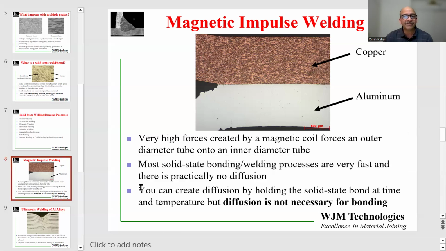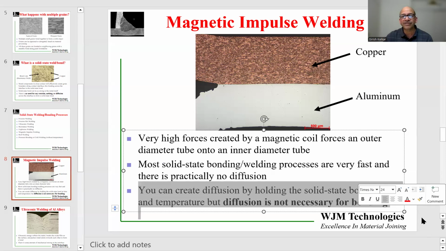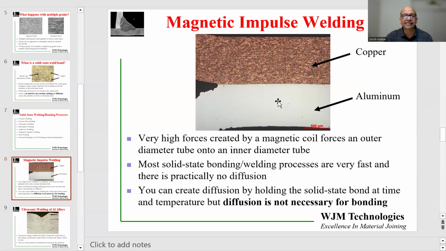Now, you can create diffusion. For example, if you take this bond which you have made between copper and aluminum, and it's a very good bond, and you put it into a furnace at a certain temperature, then copper and aluminum can start migrating into each other if you need to. But it is not necessary. The bonding is not because of diffusion. The bonding is already there by solid state bonding or solid state welding. With diffusion, you are just trying to change the chemistry across the interface.